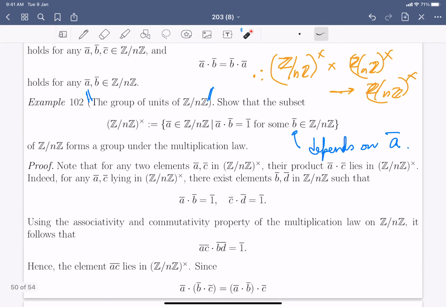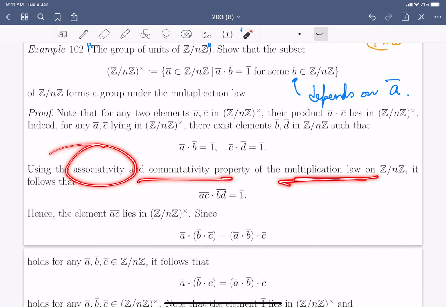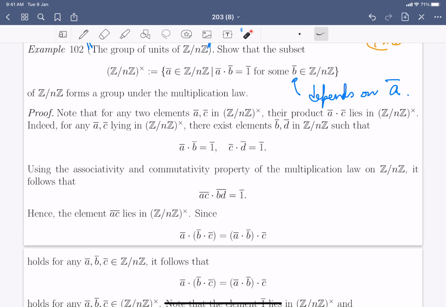Okay, and then one can show that this a bar times c bar, the product, multiplied by something, by that I mean multiplied by bd bar, that is multiplied by the equivalence class of the integer bd, gives you 1 bar. So this is the claim, and this is easy to see using the associativity and commutativity property of the multiplication law. This is something that I have just stated. Please work on it as an exercise.